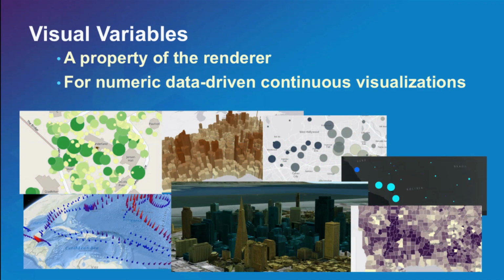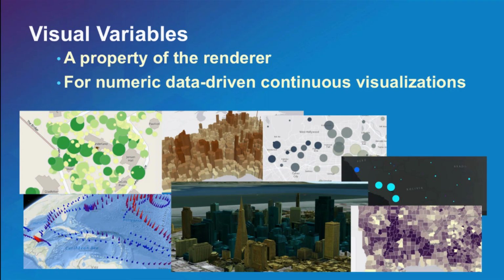So visual variables. This is, as you've already seen, a property of the renderer, and it's exclusively for numeric, data-driven, continuous visualizations. And so there's a bunch of examples there. You can do color, you can do icon size, extrusion, you can do a combination of the two of them.